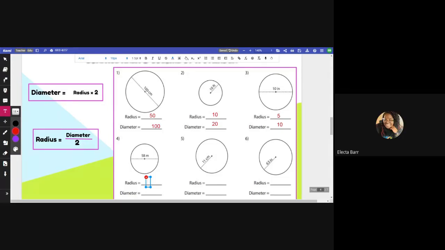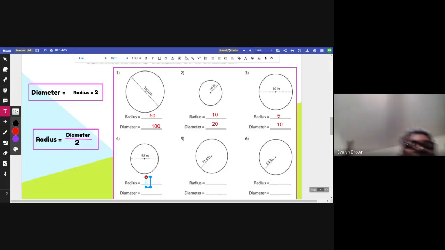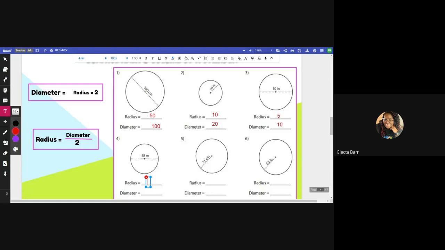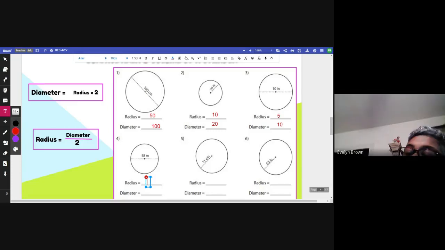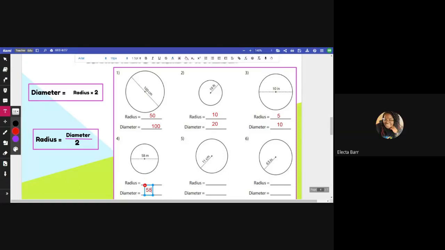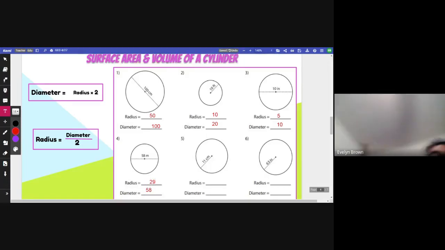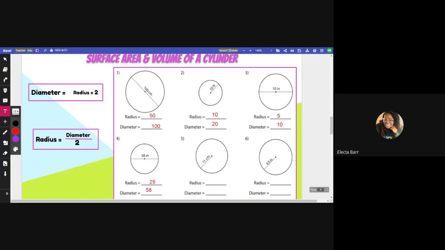Okay, and now I want you to look at the circle. You have that line that's going from one end to another end. So if it's going from one end to the other end, that's actually the diameter. Oh, sorry, my bad. So 58 is the diameter and 29 is the radius. Yep. You're fine, you're fine.